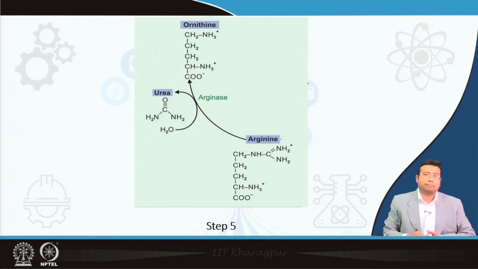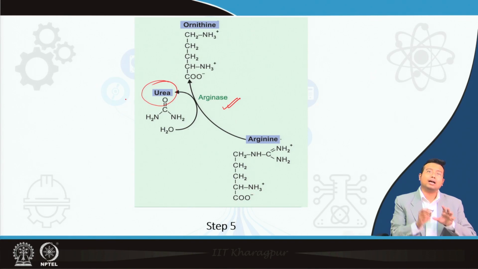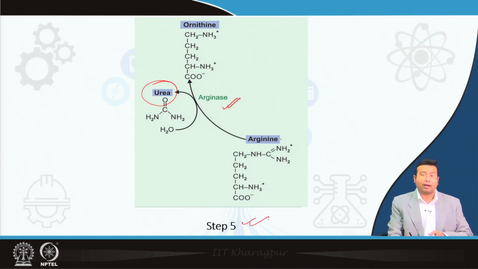In the next step, what is happening? This arginine is acted upon by the enzyme arginase, which gives rise to our ultimate end product, that is urea. So, the last step, the fifth reaction in the cyclical process, is generating urea, and it is also regenerating ornithine, which will again combine with carbamoyl phosphate to form citrulline, and the cycle will be repeated.